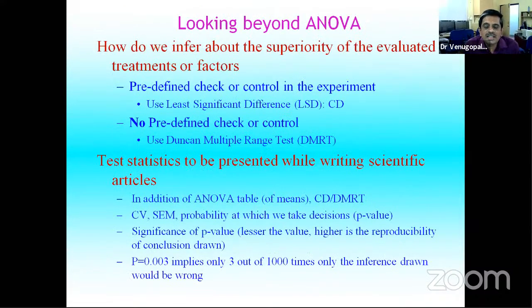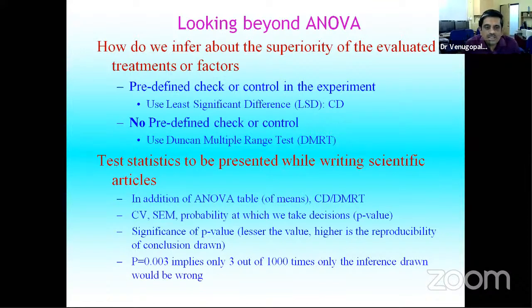So we have done the analysis of variance using a particular design. What is the next step? We want to know whether the significant difference we have got is due to one or two treatments or due to several treatments. For this, we will go for two famous post-hoc tests, that is CD-LSD or DMRT. When we have a predefined check or control in the experiment, we need to prefer LSD. If we don't have any predefined check or control, we need to go for DMRT.